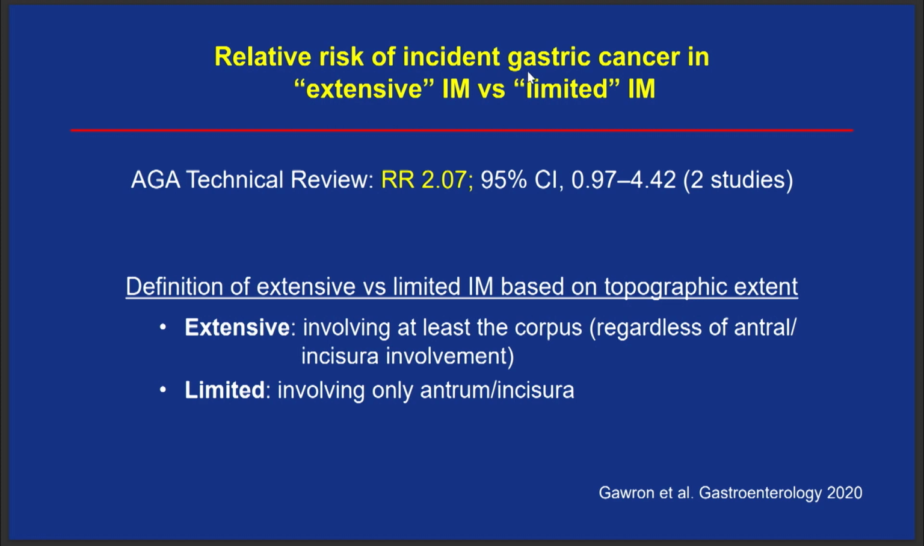Another point that I wanted to mention is the classification of extensive versus limited. The AGA technical review found a relative risk of incident gastric cancer in extensive versus limited metaplasia of 2, based on only 2 studies. And the definition of extensive metaplasia is when it involves at least the corpus, regardless of antral or incisura involvement. Limited is defined as involving only antrum or incisura. But there is some caveat with this classification.